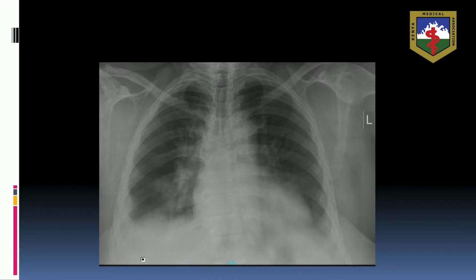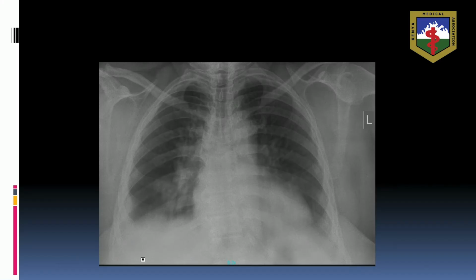Like this X-ray that we have in front of us, you can actually see some perihilar shadowing, but also ground glass opacification on the peripheries of the lung and the basal lower zones of the lung. This was a local case, a 54-year-old who presented with difficulty in breathing and coughing for approximately 3 weeks.